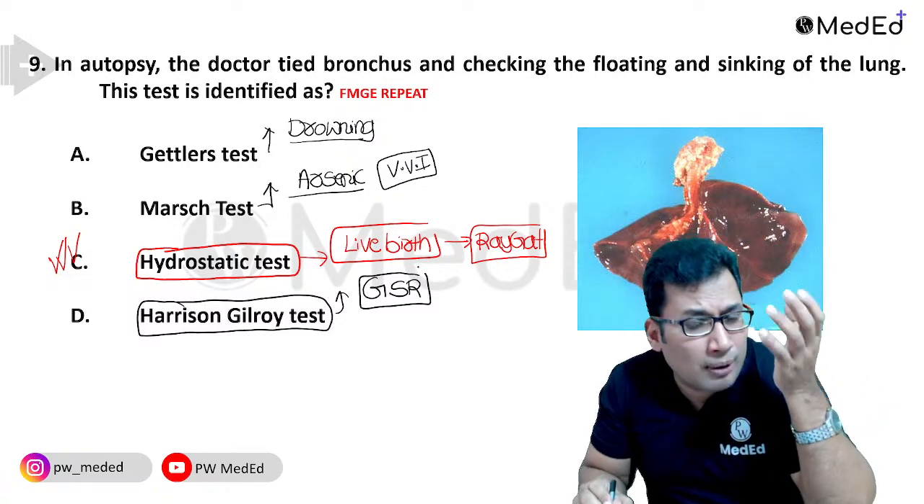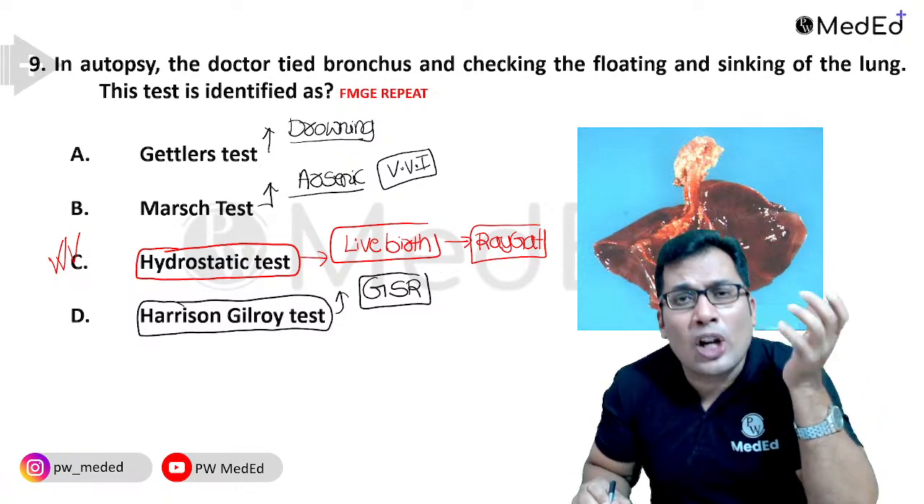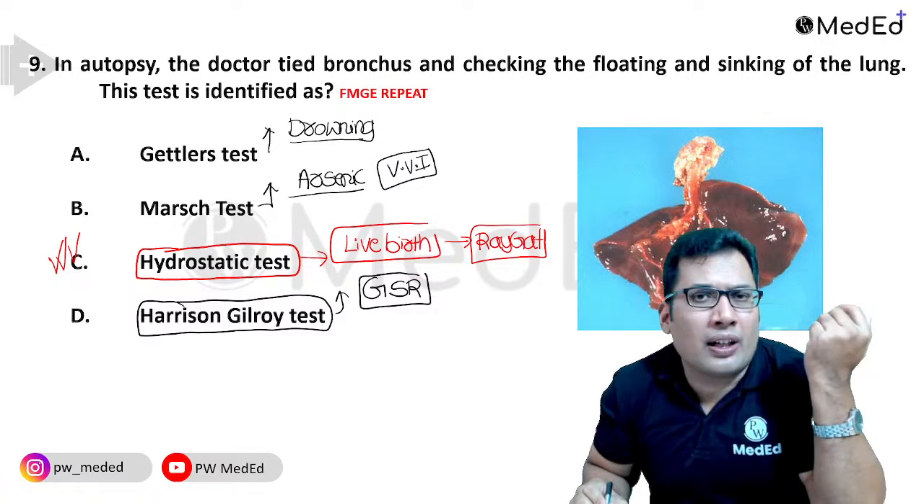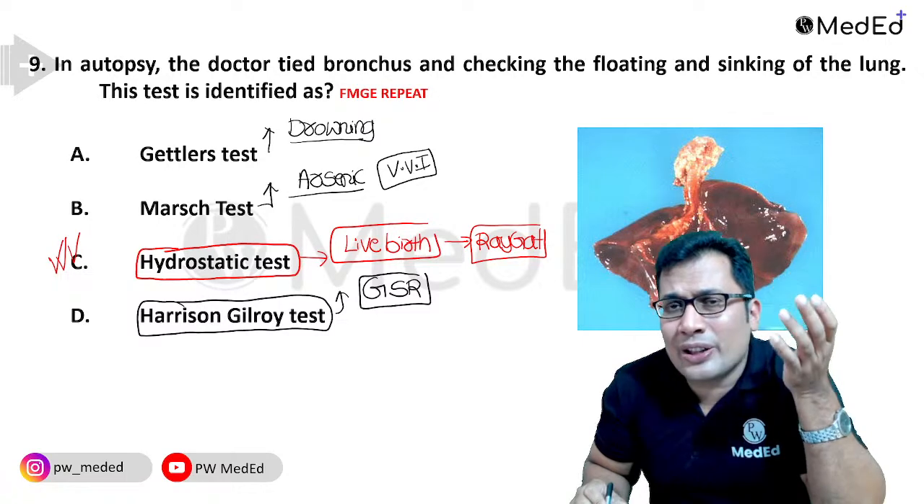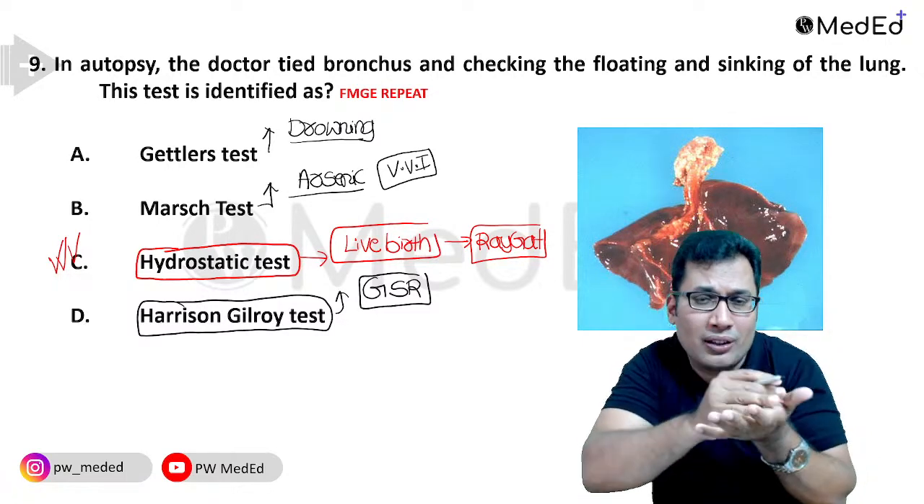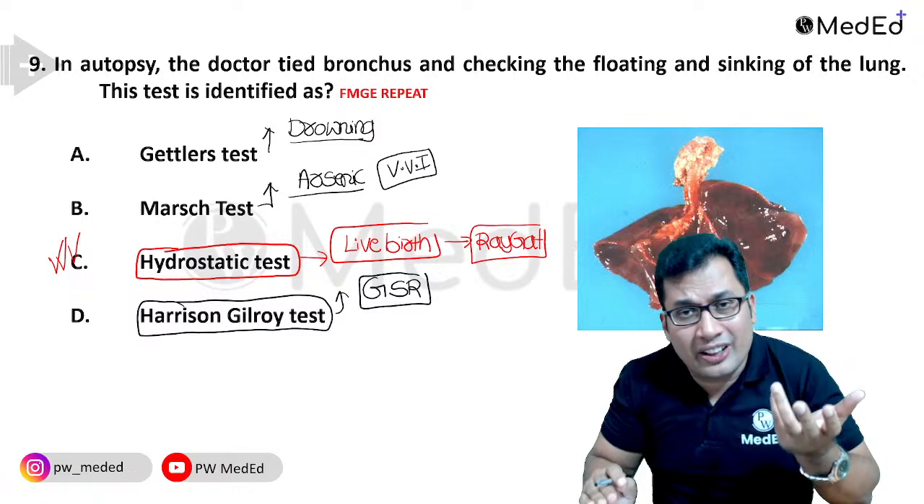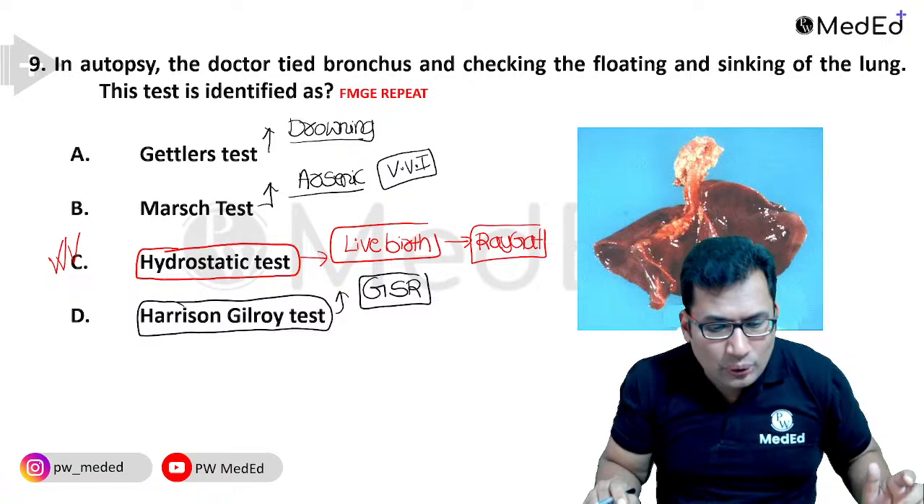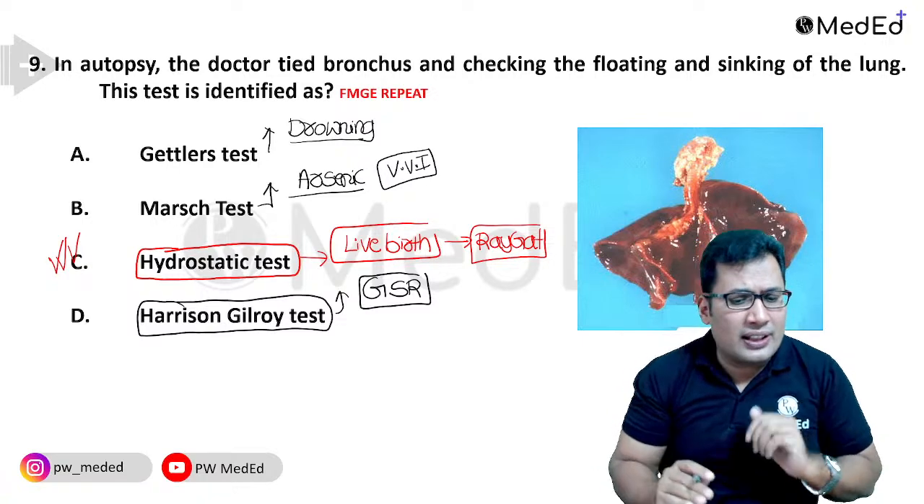So, thermal nitrate test, Harrison-Gilroy test, atomic absorption spectrometry, all these are the tests for gunshot residues, to detect the gunshot residues over the hands of the victim or the accused person in case of firearm injury. So it is Harrison-Gilroy. So the answer is hydrostatic.